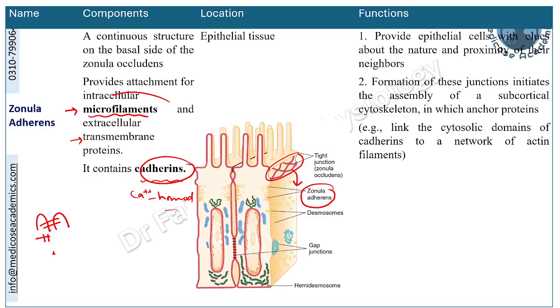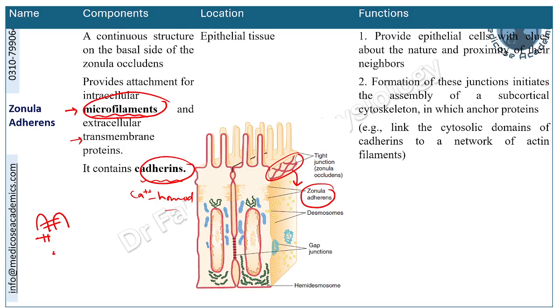Number 2, we will have microfilament. This is just basal to the zonula occludens. What is the function of it? It provides epithelial cells with clues about the nature and proximity of the neighbors. So, signaling from the neighborhood.